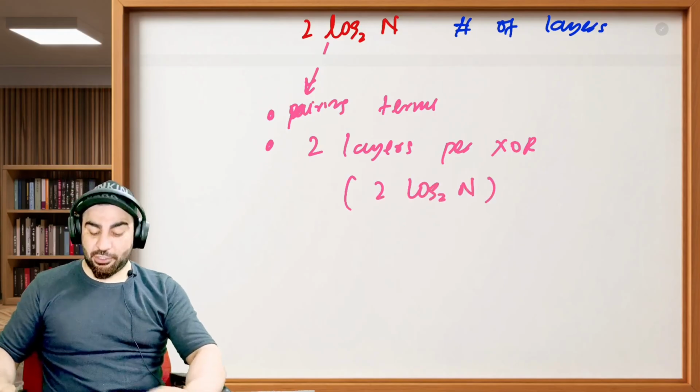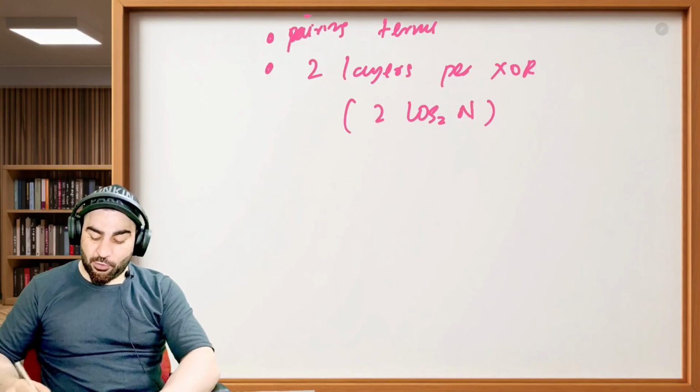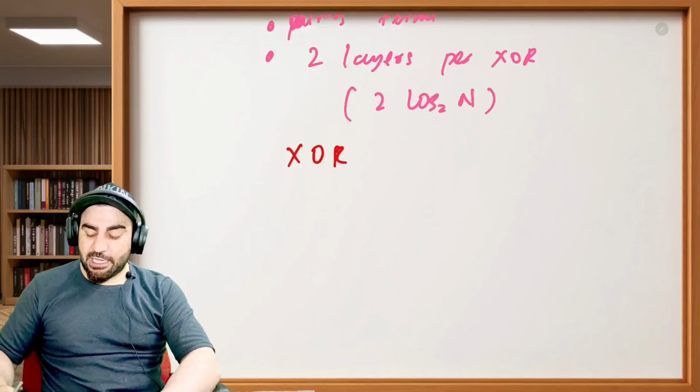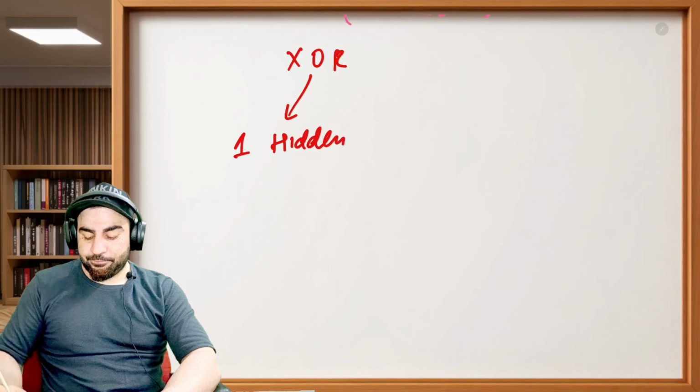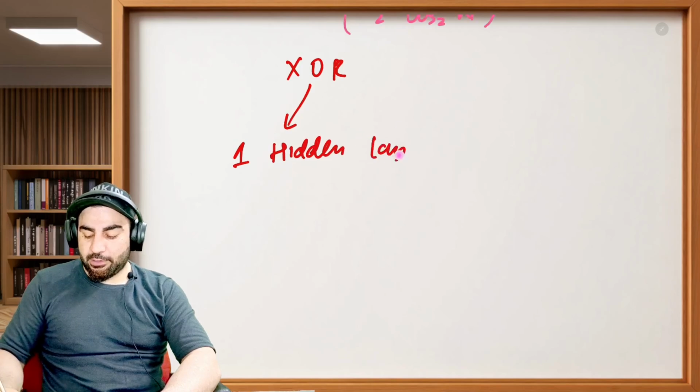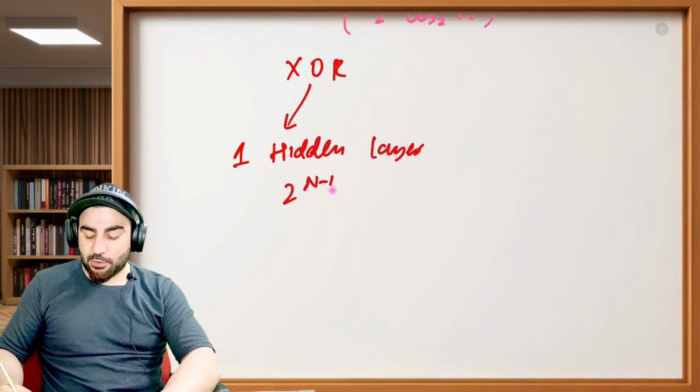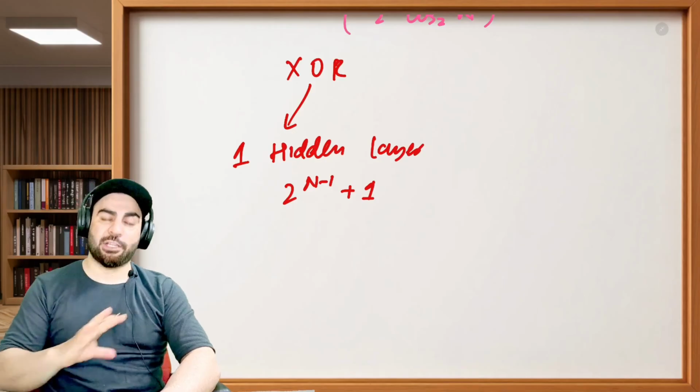Is it clear? So now in order to implement XOR, if we just use one hidden layer, how many neurons are required? 2 to the power n minus 1 plus 1. Exponential number of neurons.